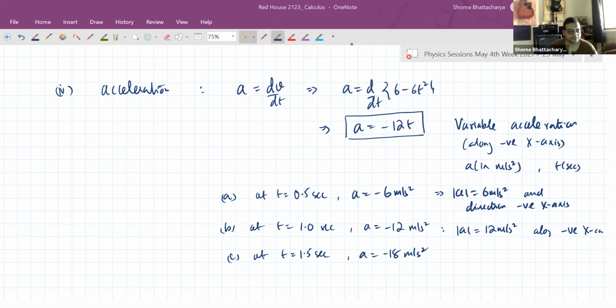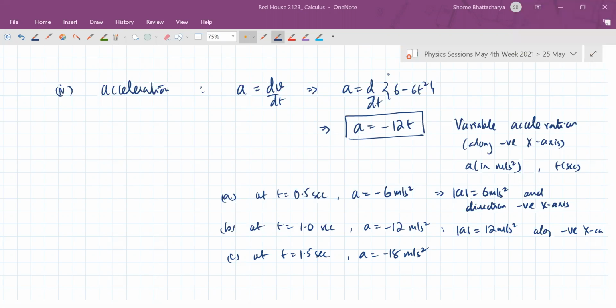The answer is going to be minus 18, minus 12, and minus 6. I'm just explaining how to interpret this minus 18. It means that it has a magnitude of 18 and a direction along the negative axis. Sir, at t is equal to 0.5 second, a is minus 6. That means the direction is negative along the x-axis.